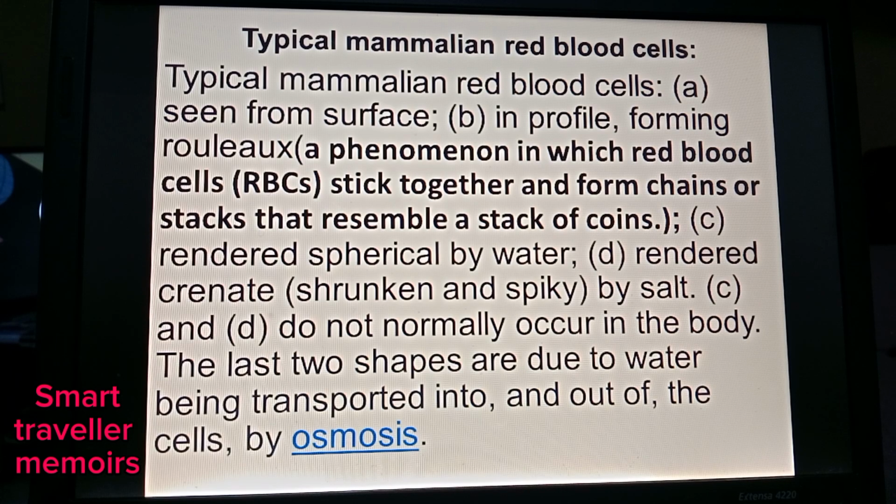C, the cells are rendered spherical by water. D, rendered crenate, or shrunken and spiky, by salt. C and D do not normally occur in the body. The last two shapes are due to water being transported into and out of the cells by osmosis.